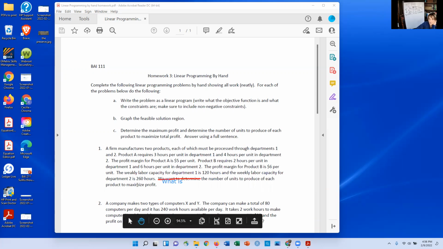So what is the number of units produced for each product to maximize profit? That's probably the key thing: you're going to want to recognize, even if it's not written with a question mark, that that's really the question. From that, we identify that X is the number of units of product A and Y is the number of units of product B, because the question was, what is the number of units to produce of each product? So that's how you figure out what to make your variables X and Y.